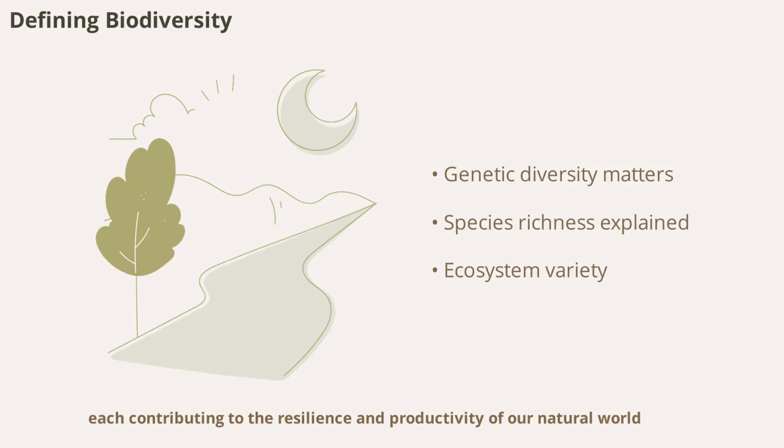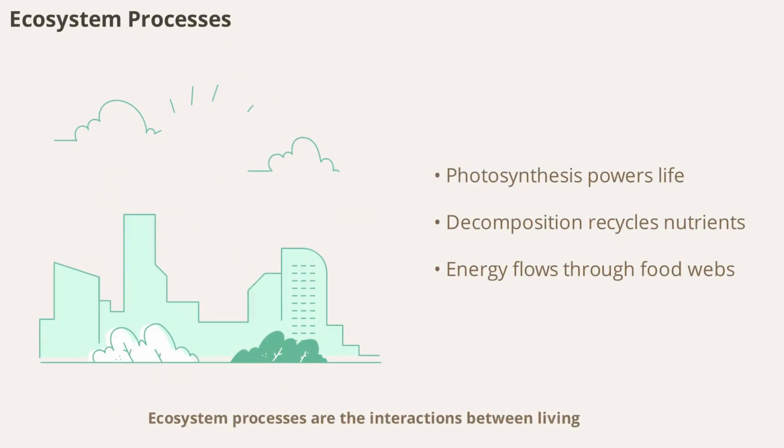of our natural world. Ecosystem processes are the interactions between living biotic and non-living abiotic components of the environment. These include the transfer of energy and materials such as photosynthesis, respiration, and decomposition. For example, plants transform solar energy into biomass, which then supports herbivores and predators. Decomposers break down organic matter, recycling nutrients back into the system. These processes are tightly linked to biodiversity as different species contribute in unique ways, ensuring the smooth functioning of ecosystems.